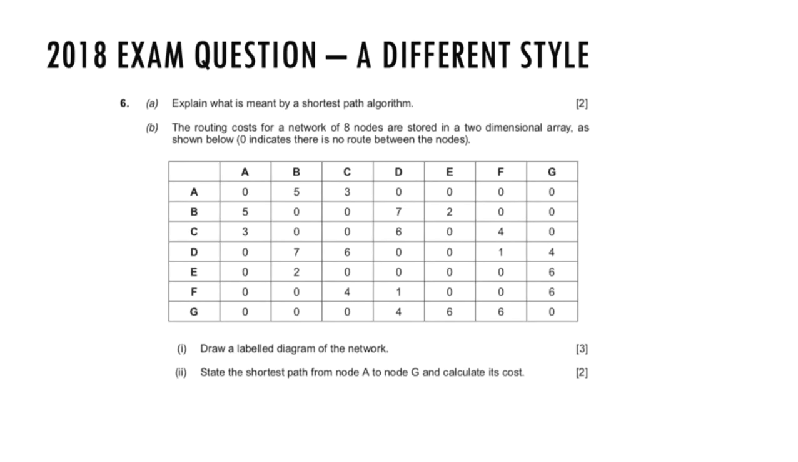So what about this then? This is a 2018 exam question number 6. In total, it was worth 7 marks. Question A says, explain what is meant by a shortest path algorithm. If you ever see the words shortest path algorithm, always be thinking we're talking about Dijkstra's algorithm.